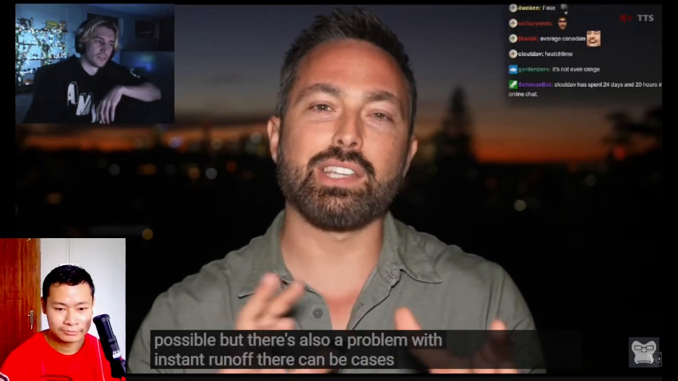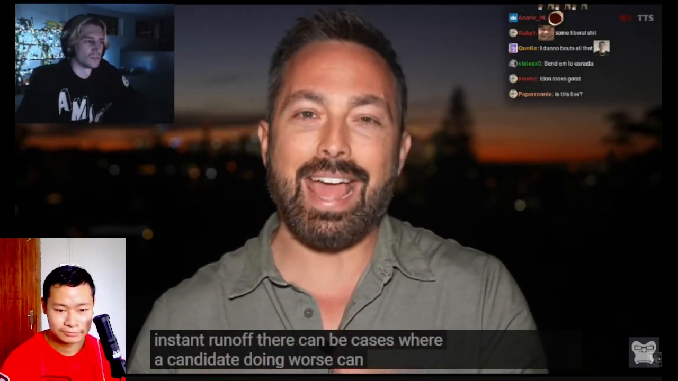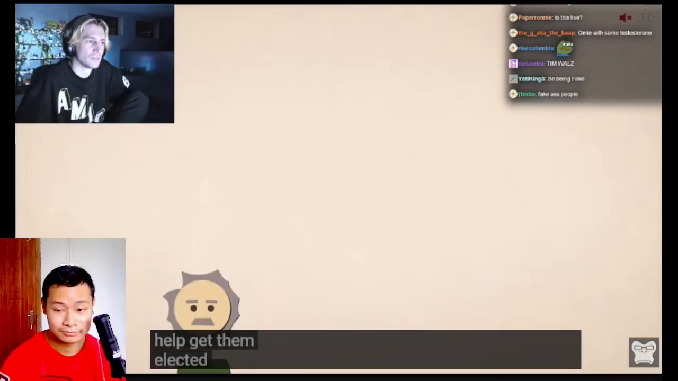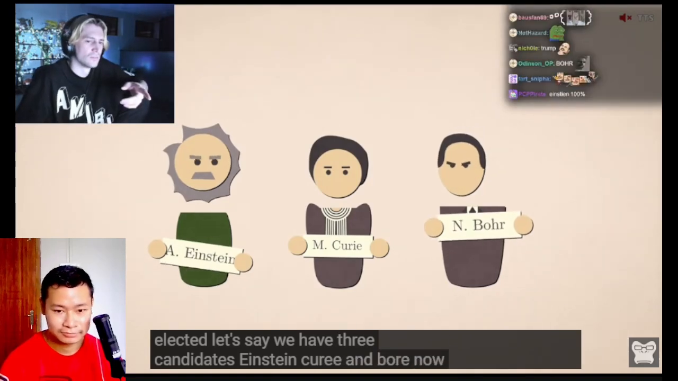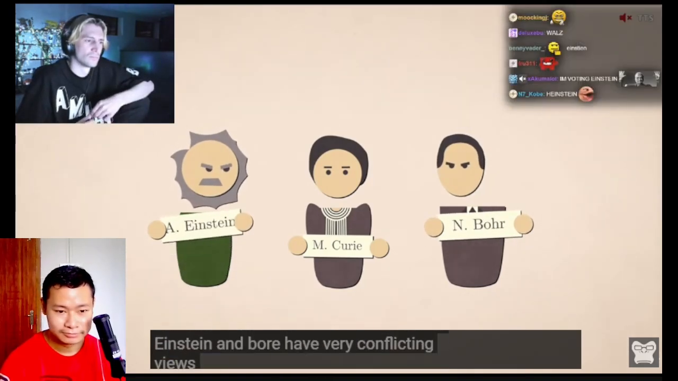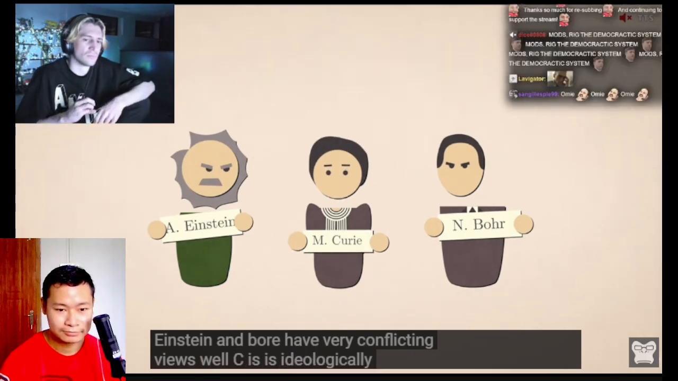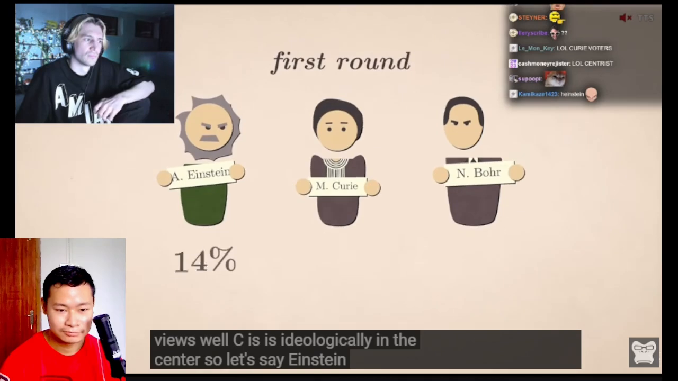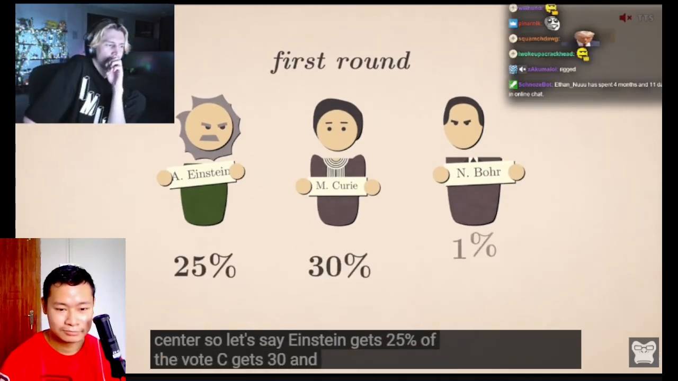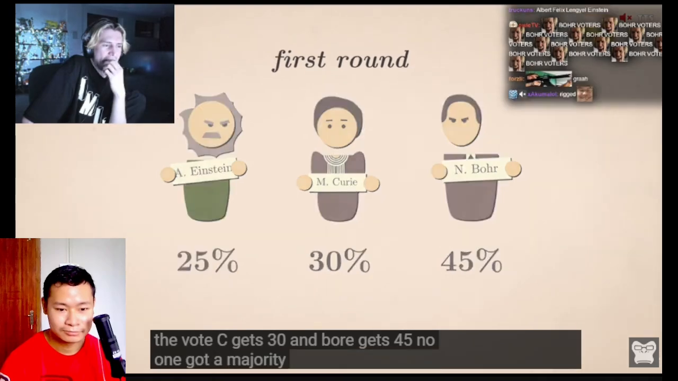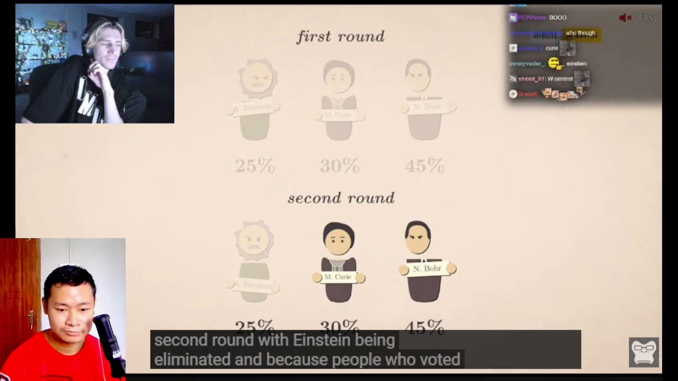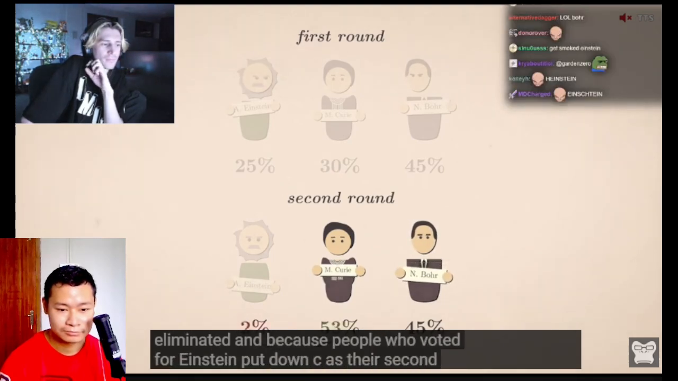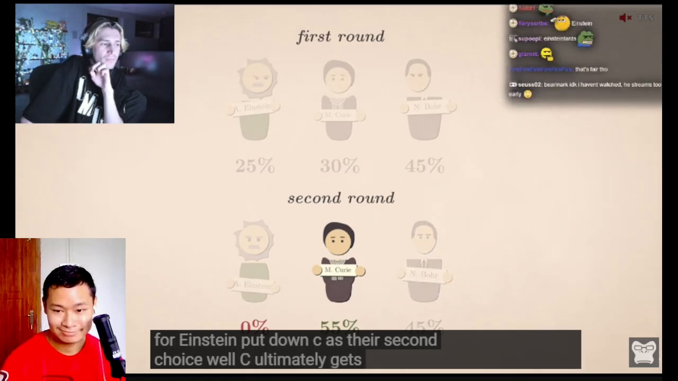But there's also a problem with instant runoff. There can be cases where a candidate doing worse can actually help get them elected. Let's say we have three candidates, Einstein, Curie, and Bohr. Now, Einstein and Bohr have very conflicting views, while Curie is ideologically in the center. So let's say Einstein gets 25% of the vote, Curie gets 30, and Bohr gets 45. No one got a majority, so it goes to the second round, with Einstein being eliminated, and because people who voted for Einstein put down Curie as their second choice, well, Curie ultimately gets elected.